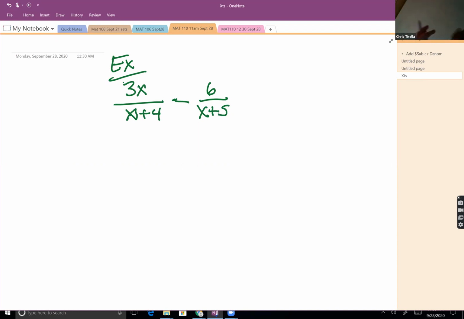I guess what we didn't talk about on the first page that some of the homework might ask you to do is, are there values that you should exclude? What value would make that first denominator 0? I'm thinking -4. And the second one would be -5.